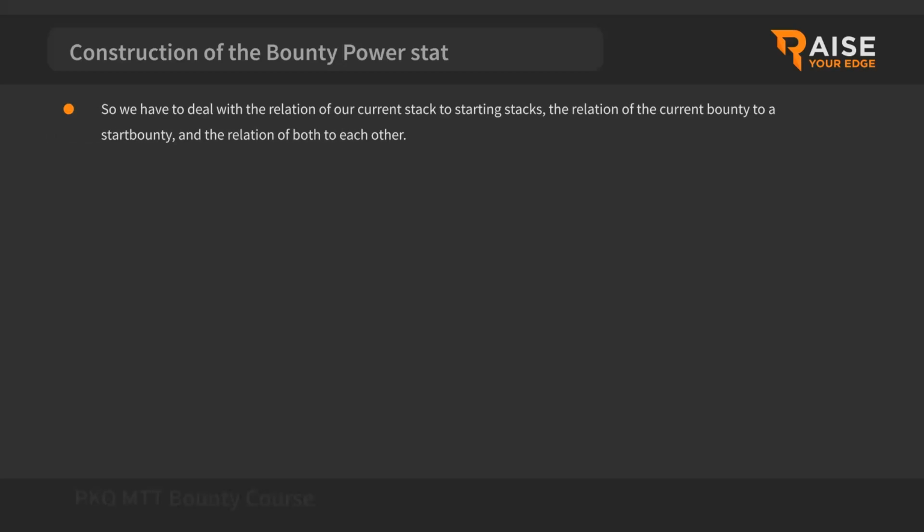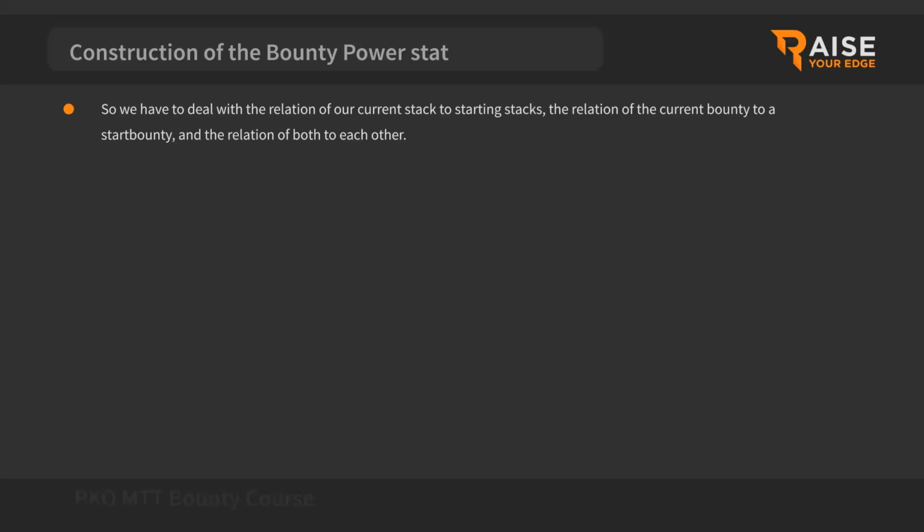So the first relation would be the current stack to the starting stack. We've seen that if we risk a lot of starting stacks to win little amount of bounty, then the equity drop is not very high. So we will need the relation of the current stack to the starting stack. Also, we saw that the other way around is also valid.